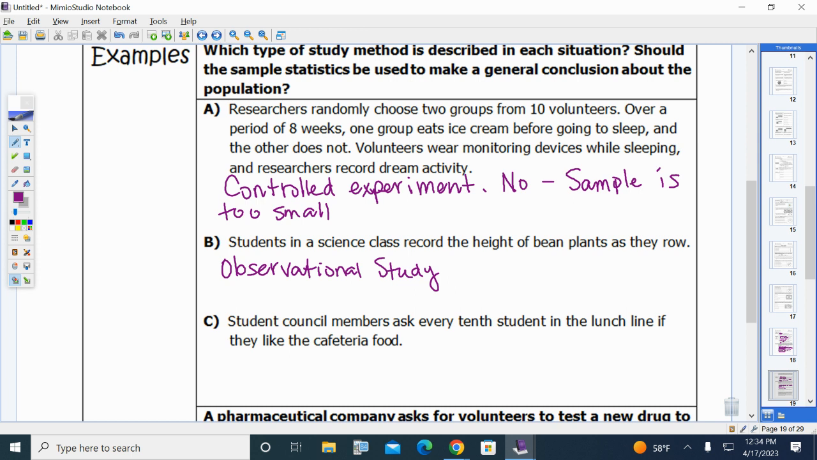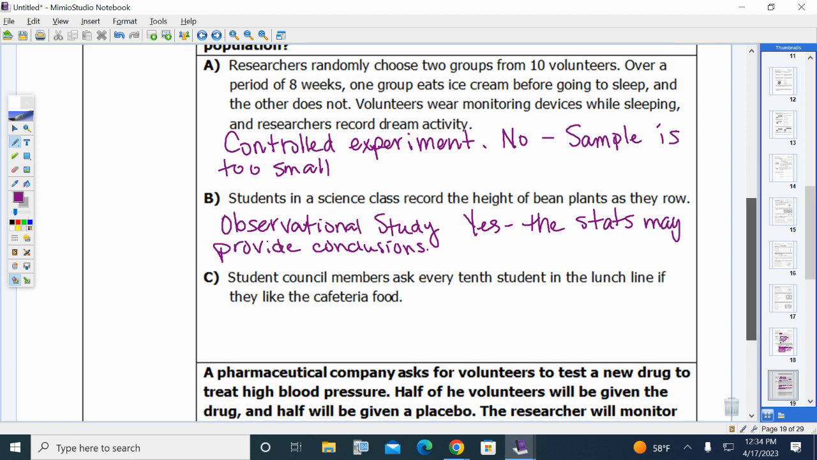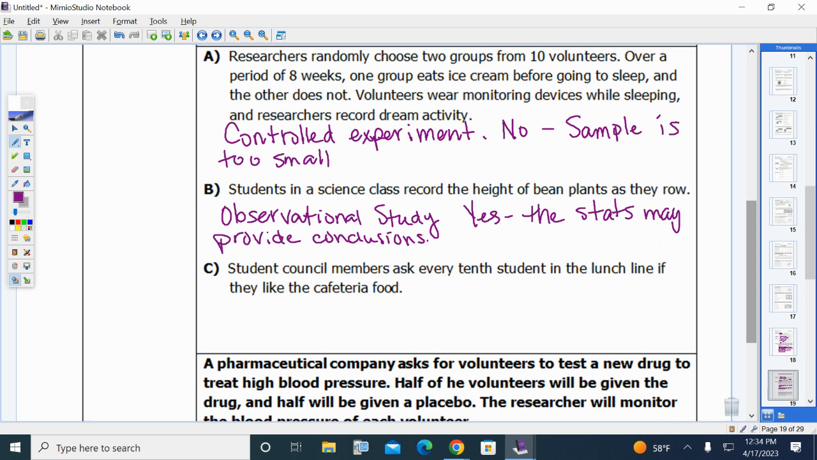So in answering the question, should the sample statistics be used to make a general conclusion about the population? I say yes. The data or the stats may actually provide some conclusions. Could there be a small opportunity for that to be unreliable? I think that the chances are small.